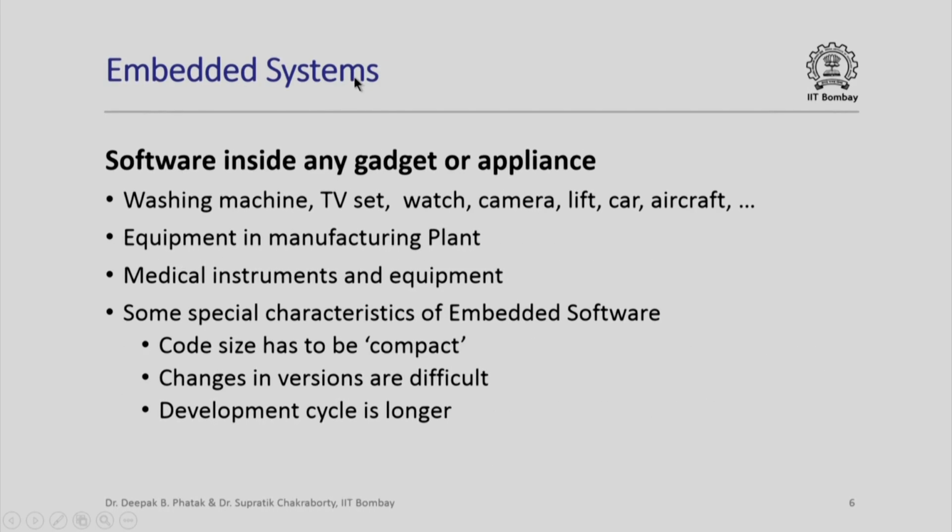Embedded system is another category which is very peculiar, because this defines software which goes inside any gadget or appliance. It is interesting that in modern days almost all familiar gadgets such as washing machines or TV sets, even our digital watches, cameras, a lift for example, or larger systems like cars and aircraft, are all driven by computers kept inside the gadgets. Of course, each of these computers has specific functionality, and this functionality is provided by the application software which is written for those computers embedded into such gadgets.